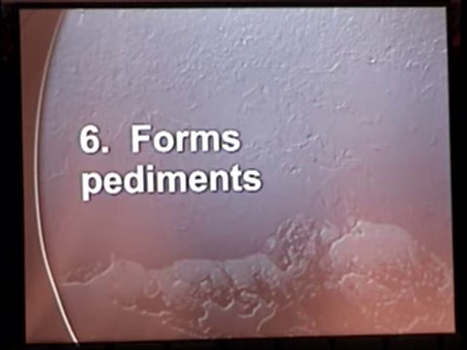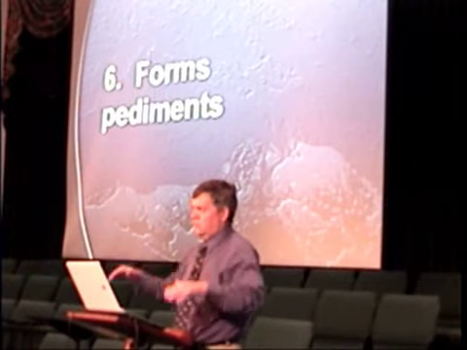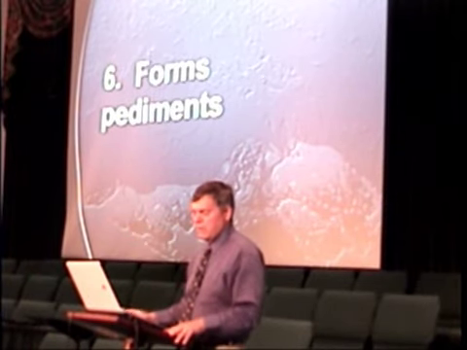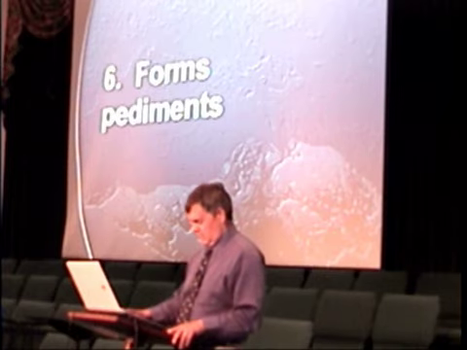A 6th feature that forms is what's called pediments. Pediments are planation surfaces at the foots of mountains or ridges. Peda means foot, and ment means mountain. You see these things all through the Rocky Mountains. You don't see pediments around here, so to many of you, these are probably foreign objects.